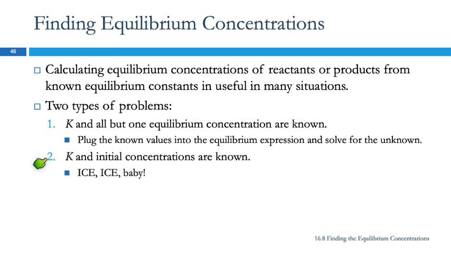The second condition is that we have the initial concentration of the substances, and we know what K is. And so then we can calculate the equilibrium concentrations, and that's going to be using an ice table. An ice table. Ice, baby. An ice table.